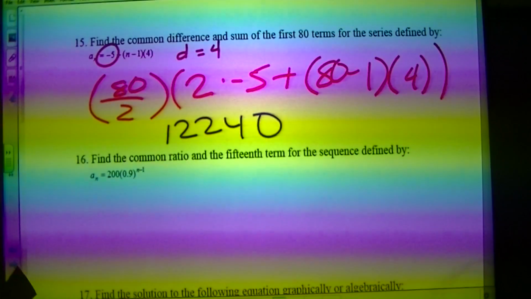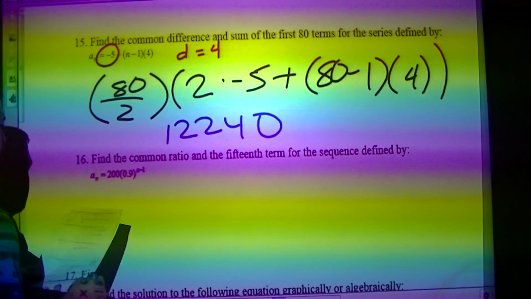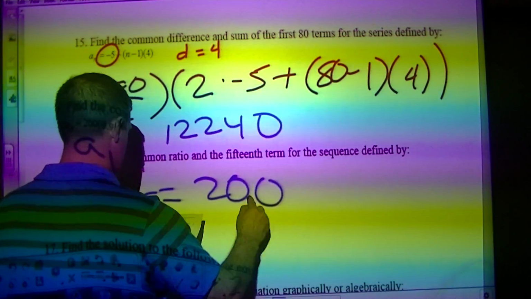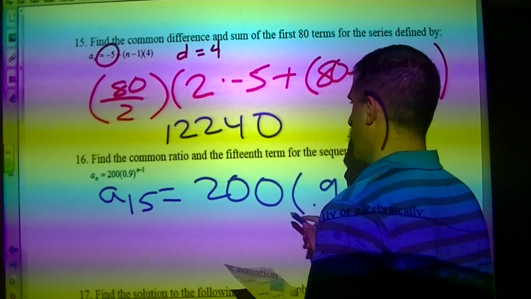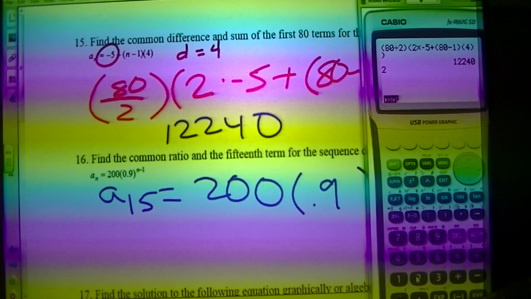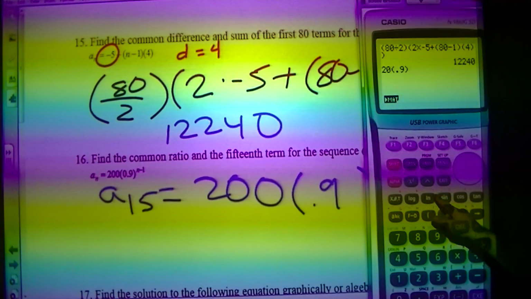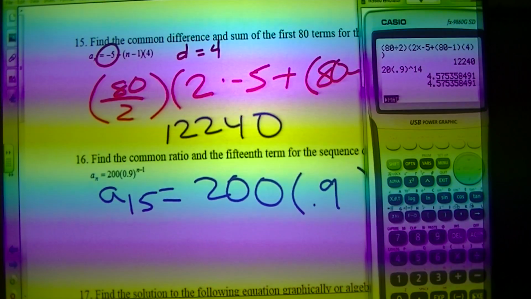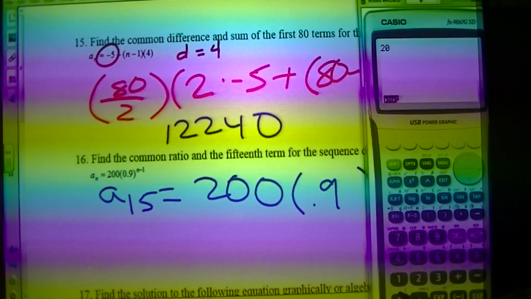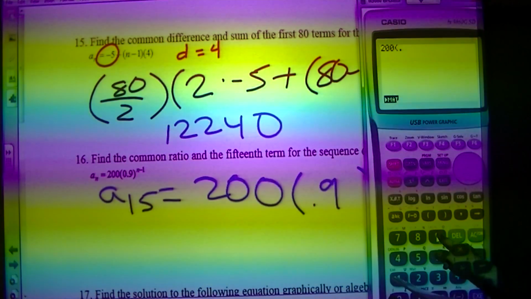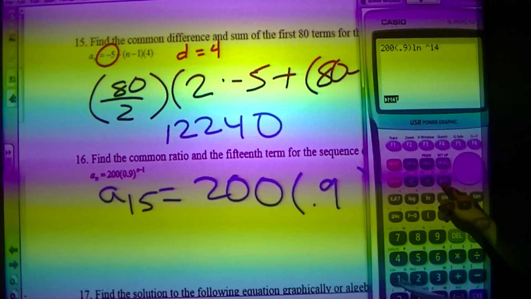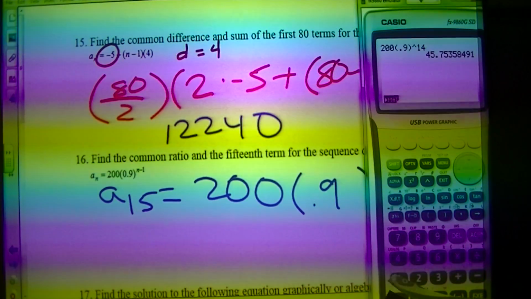Okay? Find the common ratio and the 15th term of the sequence described. So what I'm going to do is put 15 in here. That's 200 times 0.9, and I put 15, so 15 minus 1 would be 14. Very simple. Oh, whoops, I left off the 0. 200 times 0.9 raised to the 14th power. Whoops, what did I do? Ah, natural log. All right, 45.75.